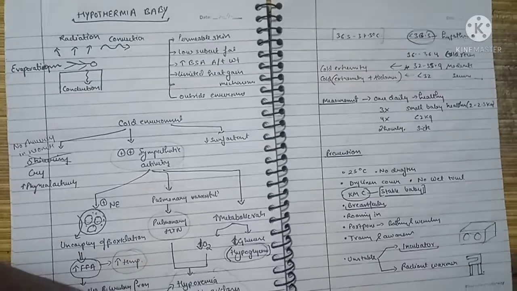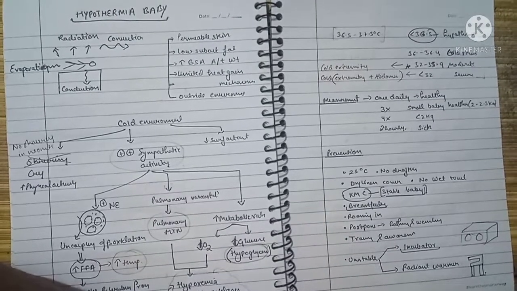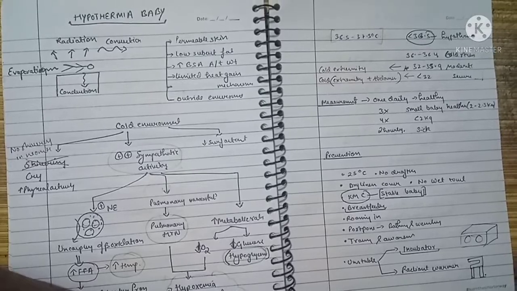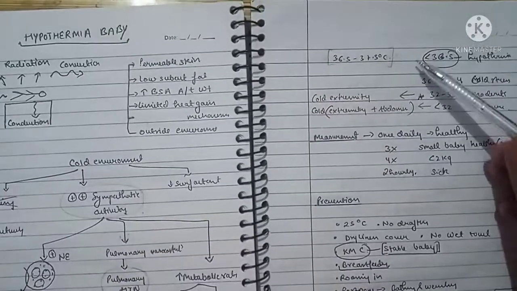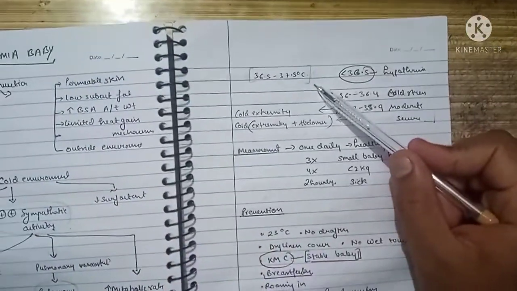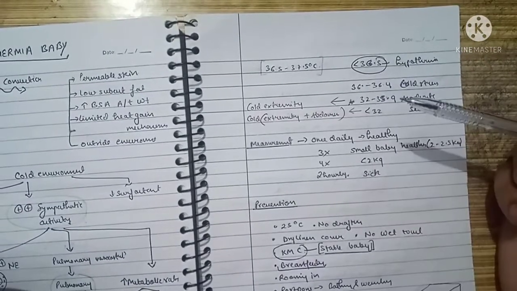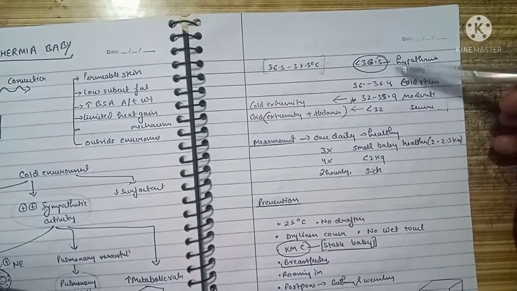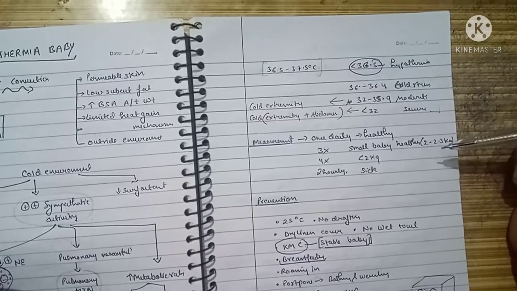So in this video we are going to talk about hypothermia in a newborn baby, starting with how we define hypothermia. Normally the body temperature is between 36.5 degrees Celsius to 37.5 degrees Celsius. A temperature of less than 36.5 degrees Celsius is what is hypothermia.